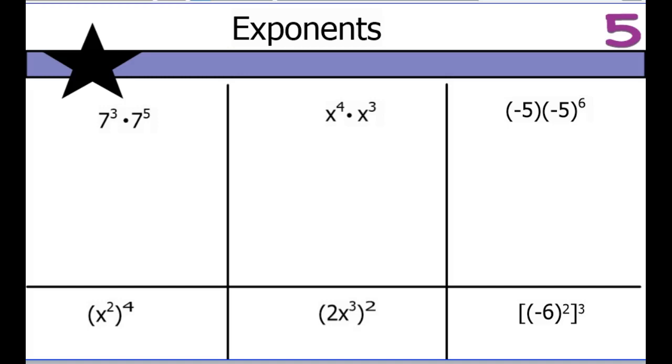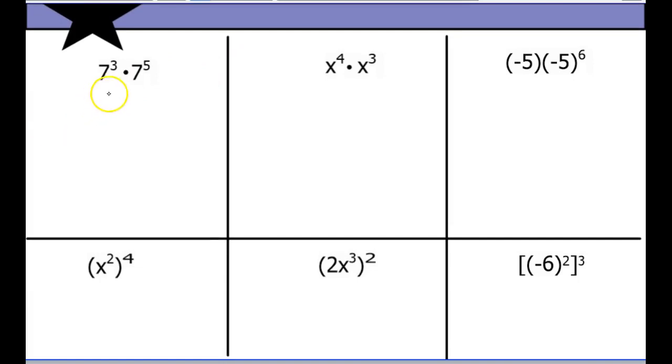Alright, now we are going back into exponents. So, exponents, like we talked about a couple of days ago, here we have a multiplication, so we're going to add our exponents. So 3 plus 5 then is 8, so 7 to the 8th power.